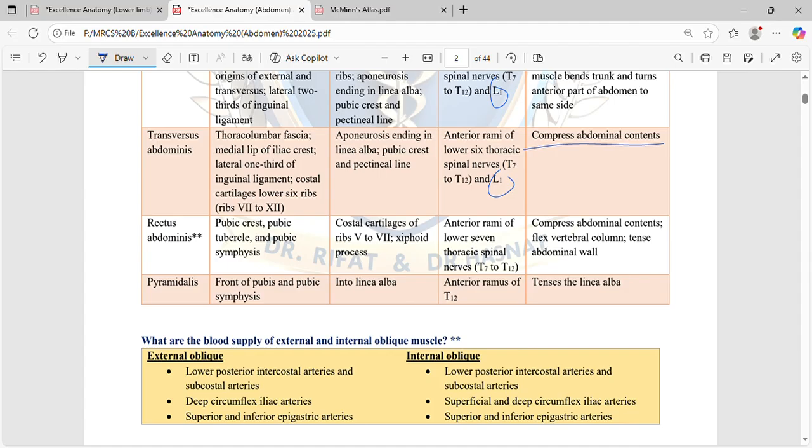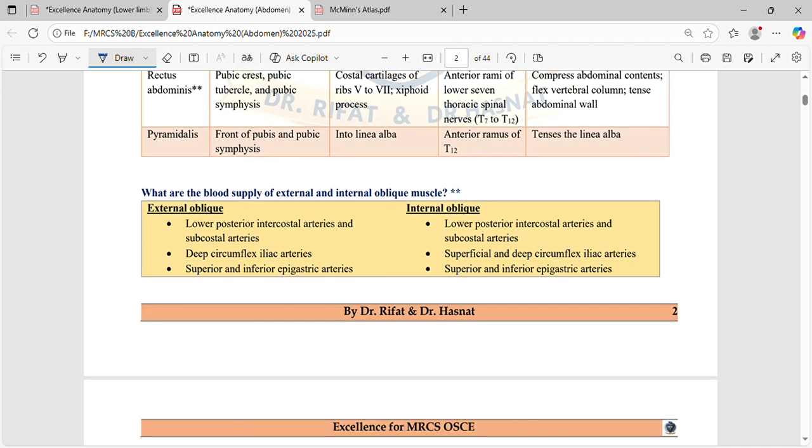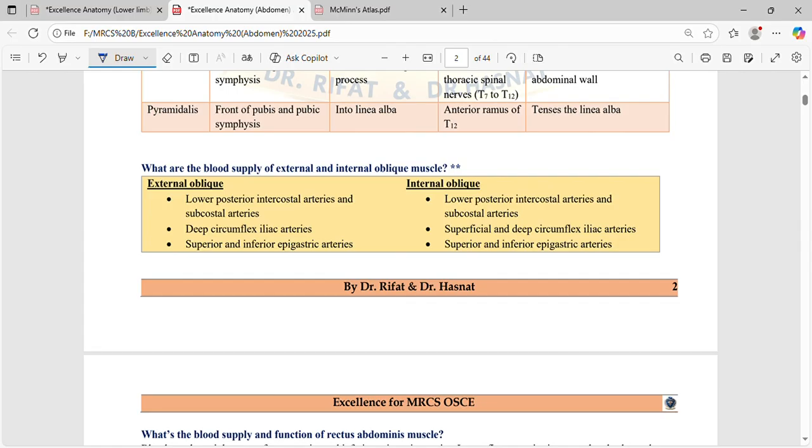Only the anterior ramus of T12 supplies it, hence the linea alba. Sometimes it's absent. What is the blood supply of the external and internal oblique muscles? So for the external oblique: the lower posterior intercostal arteries and subcostal arteries, deep circumflex iliac arteries, and the superior and inferior epigastric arteries. So these are the blood supply of the external oblique.